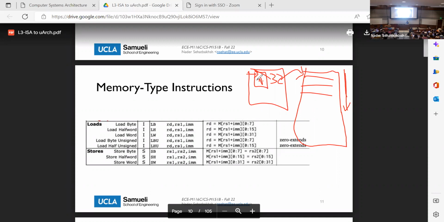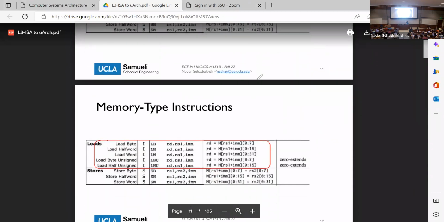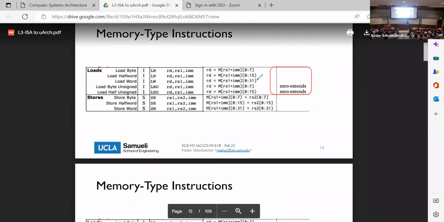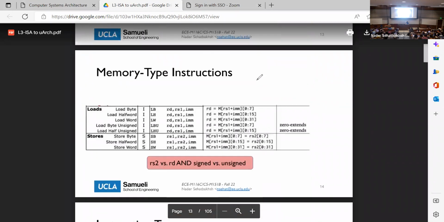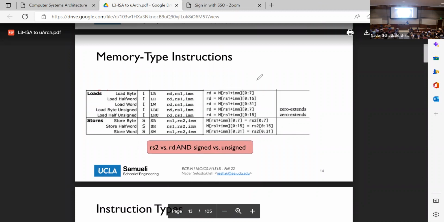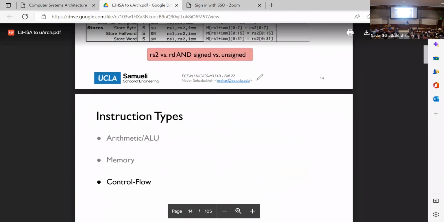All right. Any other questions from the memory part? I think we talked enough. So yeah, this is the memory part. Just pay attention to the zero extend versus the sign extend. Pay attention to the RS2 and RS1 for the stores. And that's kind of it for the memory.